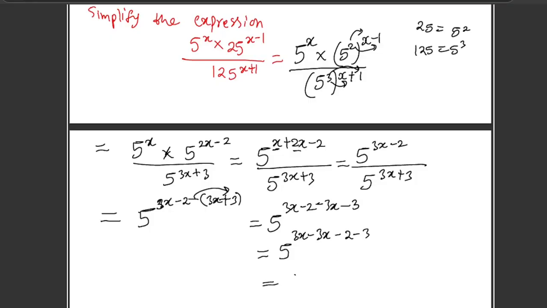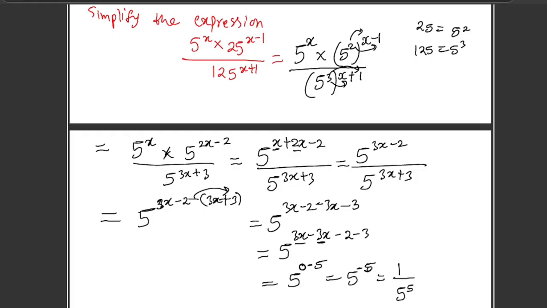And that equals 5 raised to power 3x minus 3x becomes 0, minus 2 minus 3 becomes minus 5. And that is 5 to power minus 5. We can simplify by removing the negative sign. How do you eliminate the negative sign? You simply turn it to 1 over 5 raised to power 5, and remove the negative sign. And that's all. So with this, we've simplified the expression.